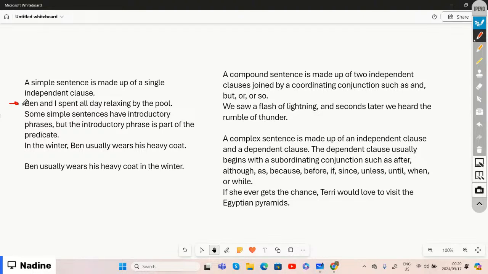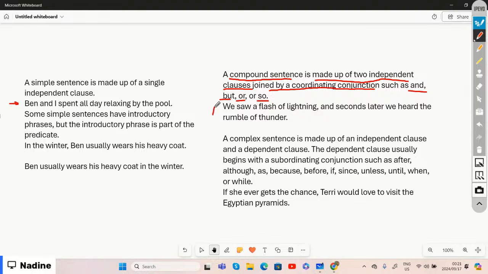And then we have a compound sentence. A compound sentence is made up of two independent clauses. Once again, an independent clause can stand on its own. So a compound sentence is made up of two independent clauses that are joined by a coordinating conjunction. Coordinating conjunctions are words like and, but, or, so. That is basically our coordinating conjunction. So a compound sentence is made up of two independent clauses joined by a coordinating conjunction, such as and, but, or, so.